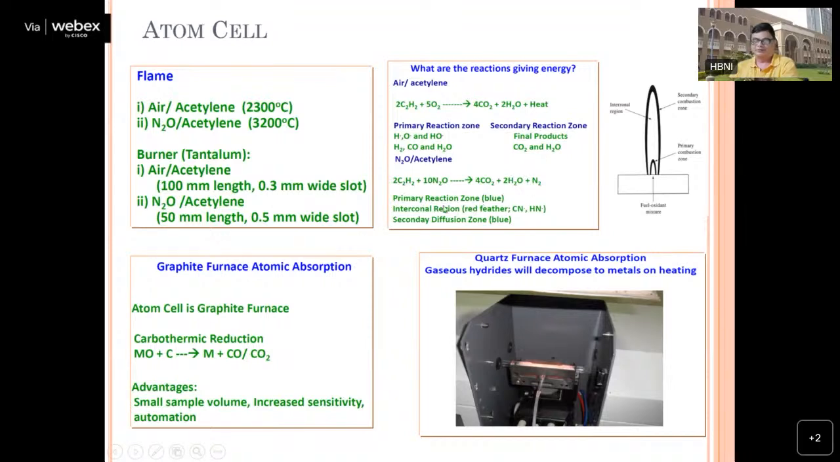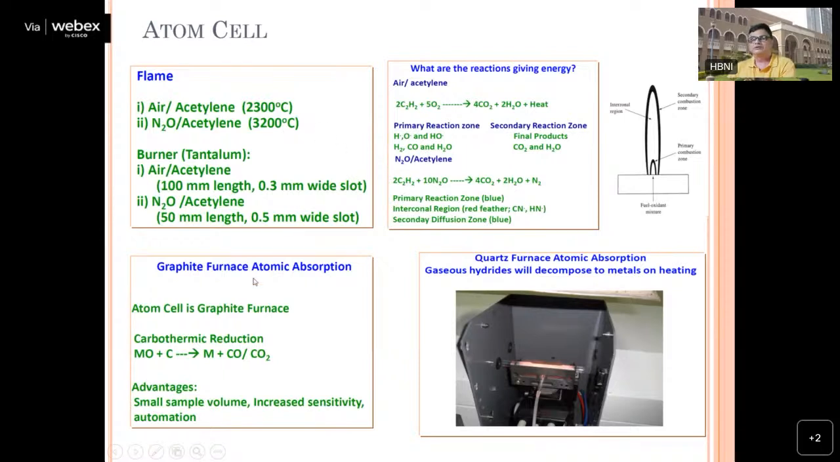So basically, the primary reaction zone is the blue flame, then the interconal region, and the secondary diffuse zone. Then the second atom cell. We have discussed the flame only. So these are the flames, and these are the reactions which give that high energy. These are the reactions responsible for giving the temperature of 2300 degrees centigrade or 3200 degrees centigrade.